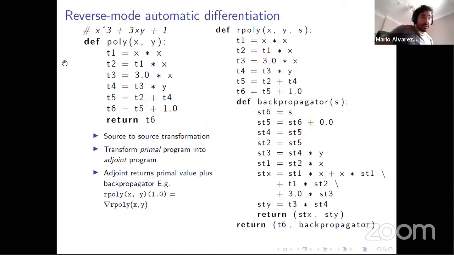So how does it accomplish this? Well, I can't really go into all of the details, but here's a small example. Here we have some very basic Python code that computes a polynomial. And I've written it in SSA form because it's by far the simplest setting in which you can do AD. If your program is in SSA and it only has arithmetic, then reverse mode AD is very, very simple.